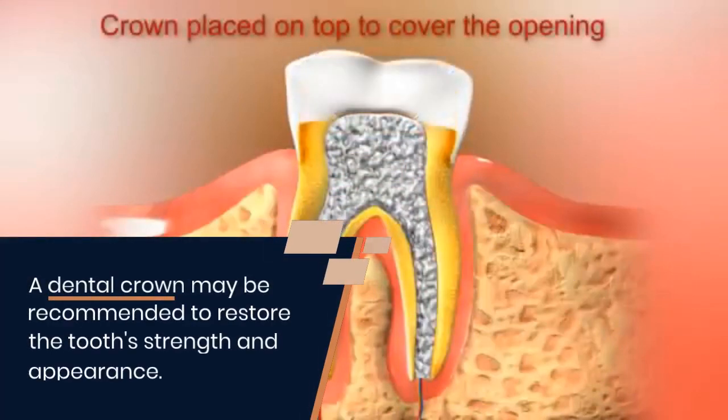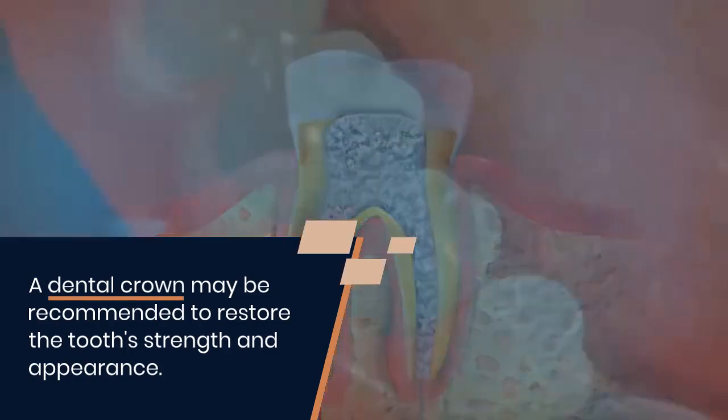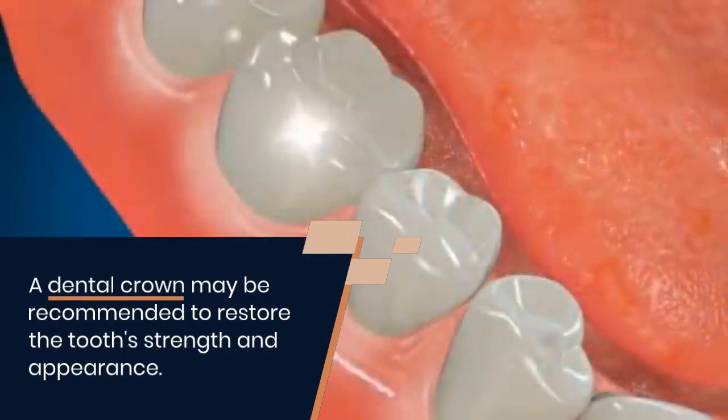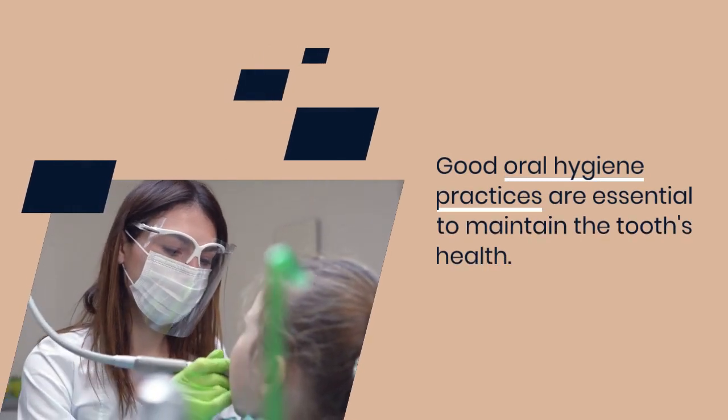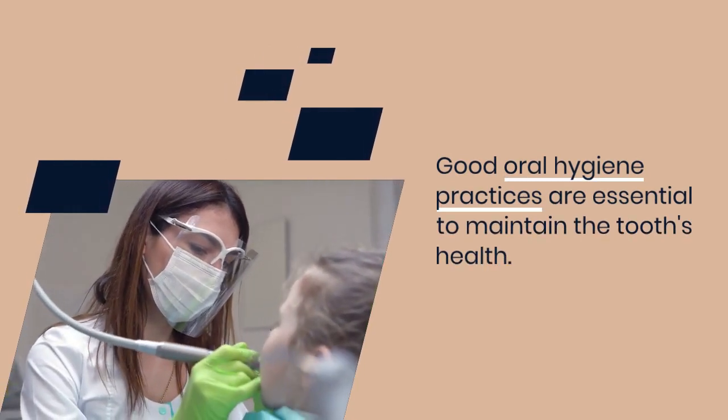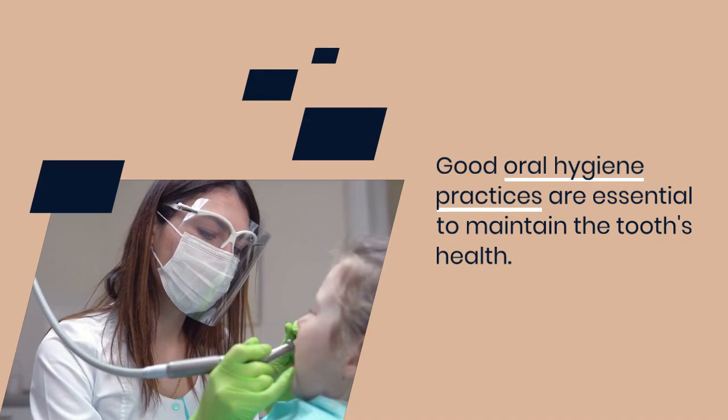Restoration. Depending on the extent of the damage, a temporary or permanent filling material is placed in the access hole to seal it. In many cases, a dental crown may be recommended to restore the strength and appearance of the tooth.